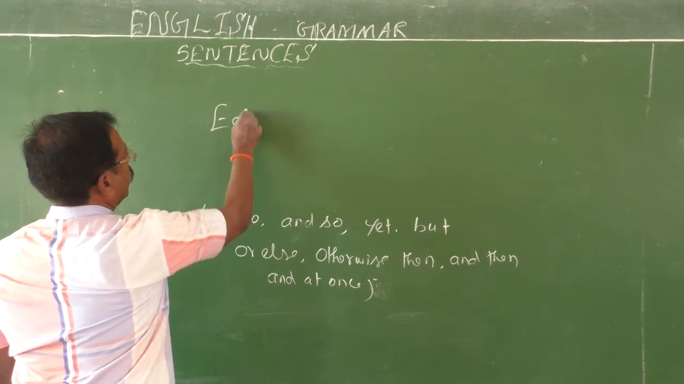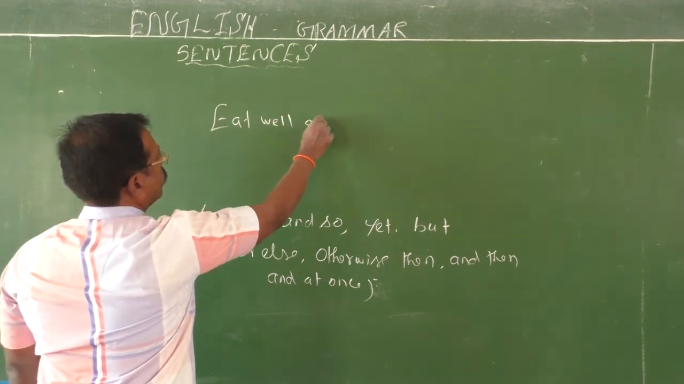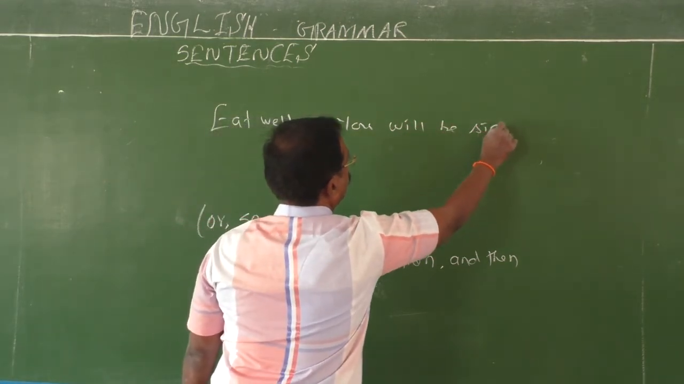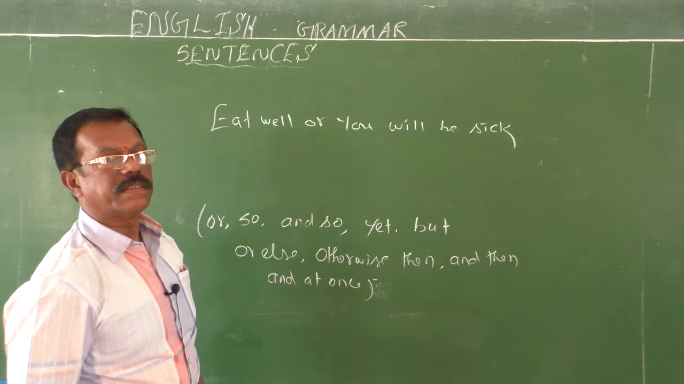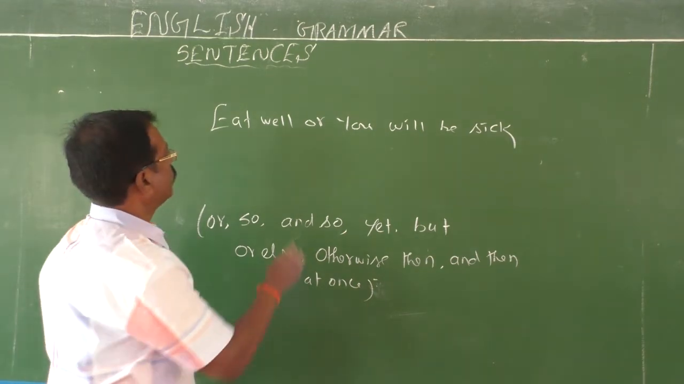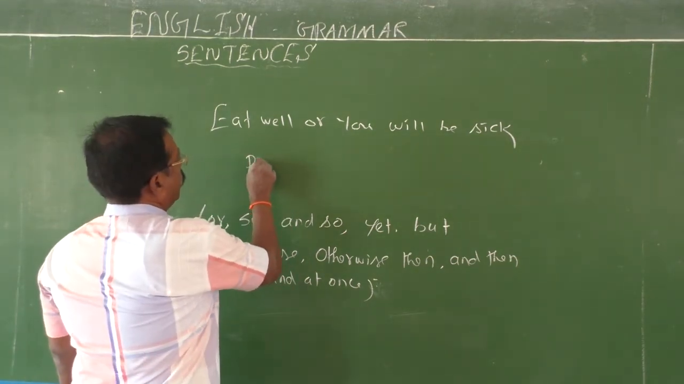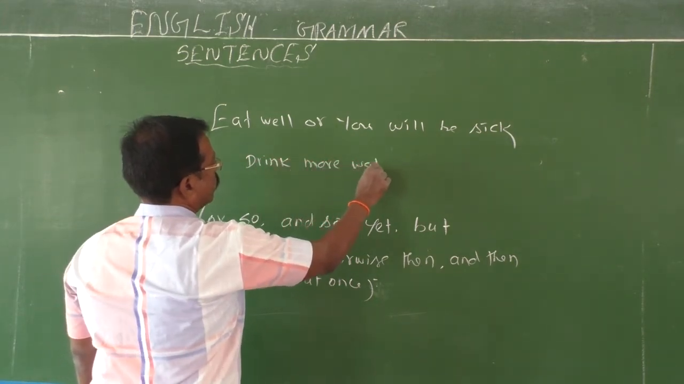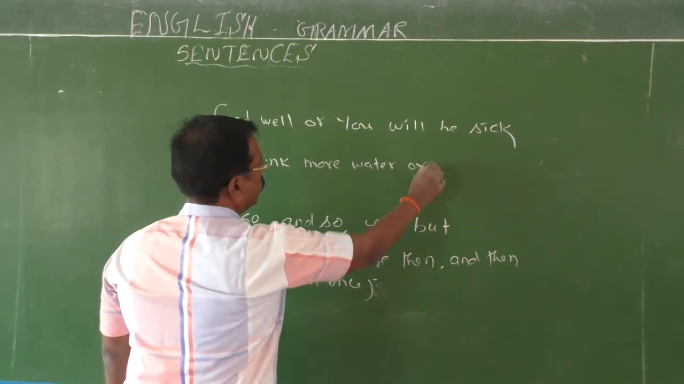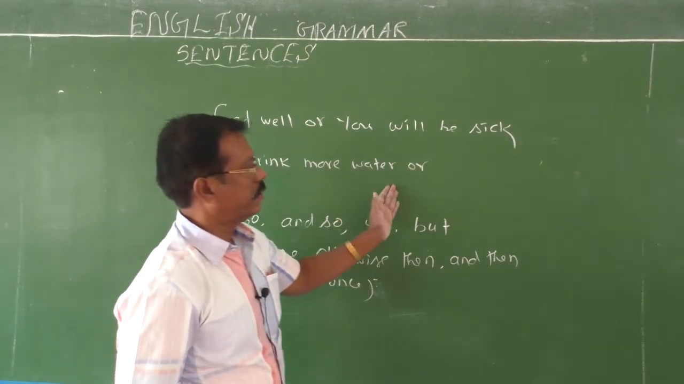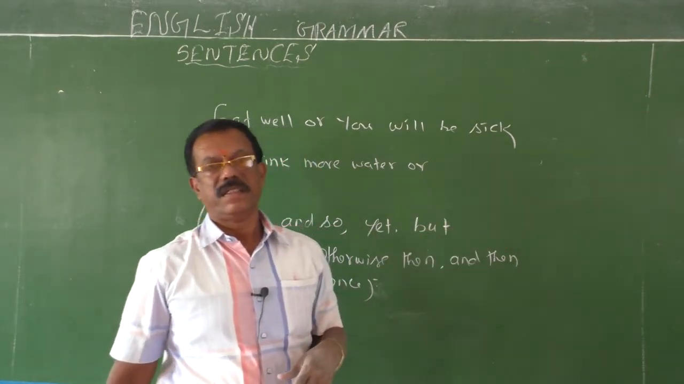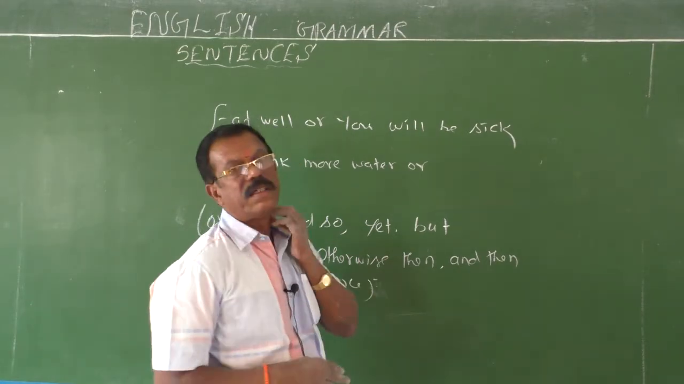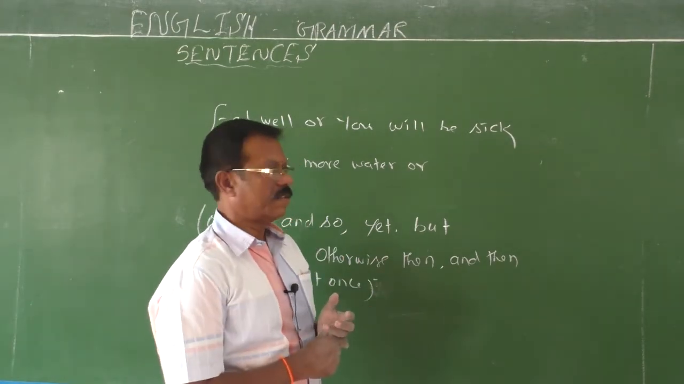Or else. Eat well or you will be sick. Eat well or you will be sick. Example, or else. Drink more water or you will suffer from indigestion. So, or else. Answer all questions, otherwise you cannot get a pass in the questions.